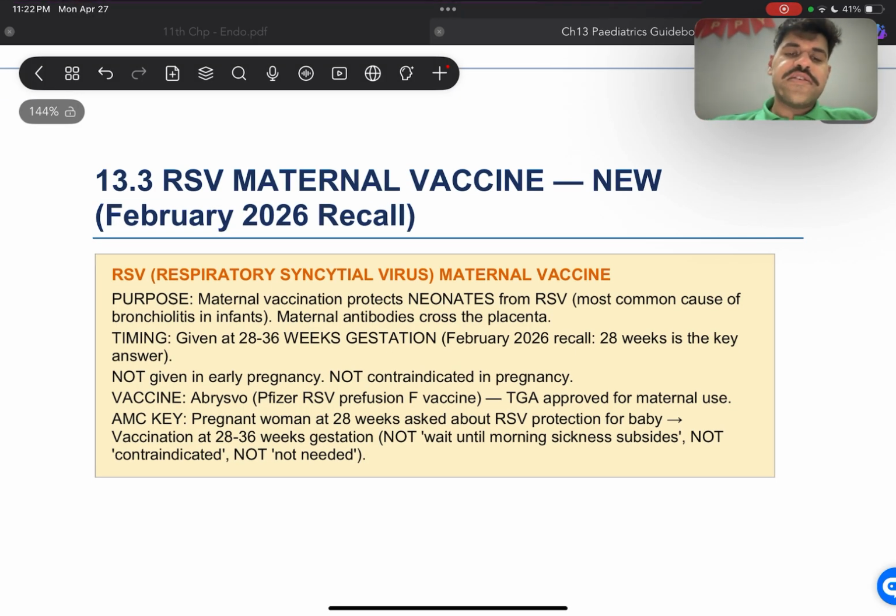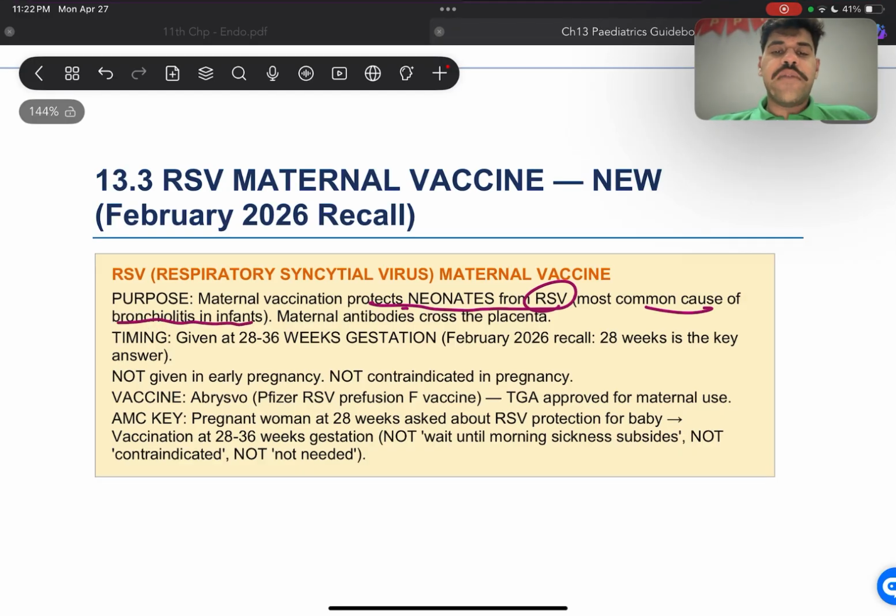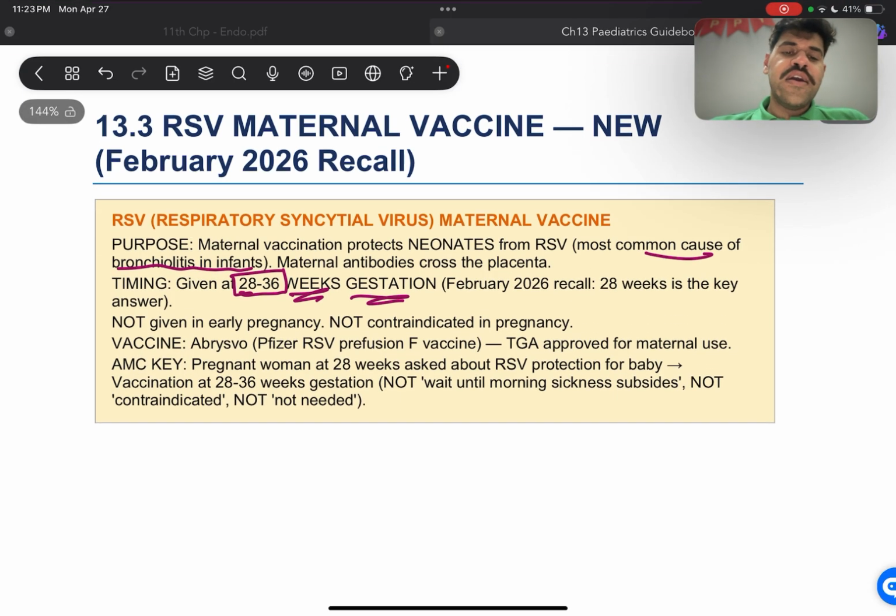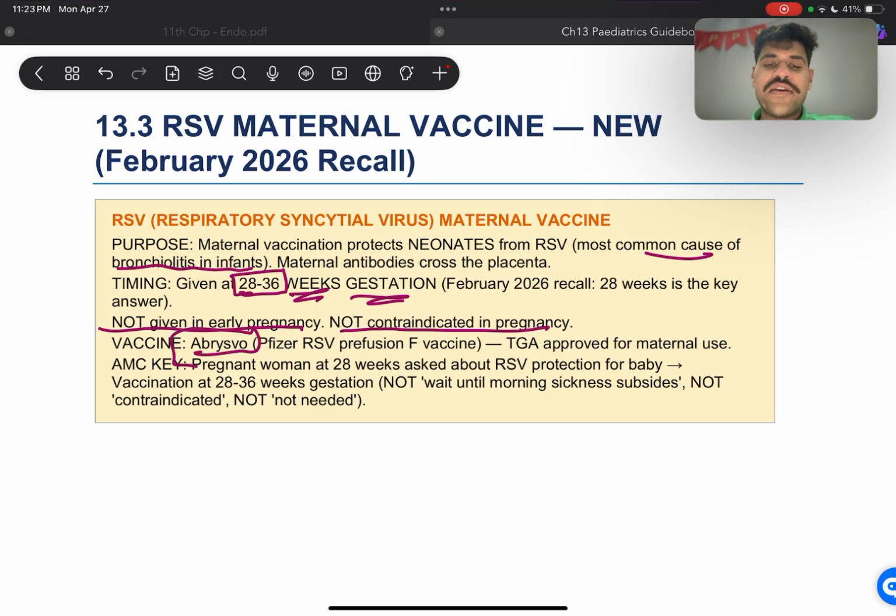All right, now moving on to the RSV maternal vaccine. Now the purpose is going to be to protect the neonates from RSV, which is the most common cause of bronchiolitis in infants, and maternal antibodies can cross the placenta. Just remember that. Now the timing is going to be that it's given at 28 to 36 weeks gestation, and it is not given in early pregnancy and not contraindicated in pregnancy. And the vaccine name is Abrysvo, which is Pfizer's RSV prefusion F vaccine, and it is TGA approved for maternal use.